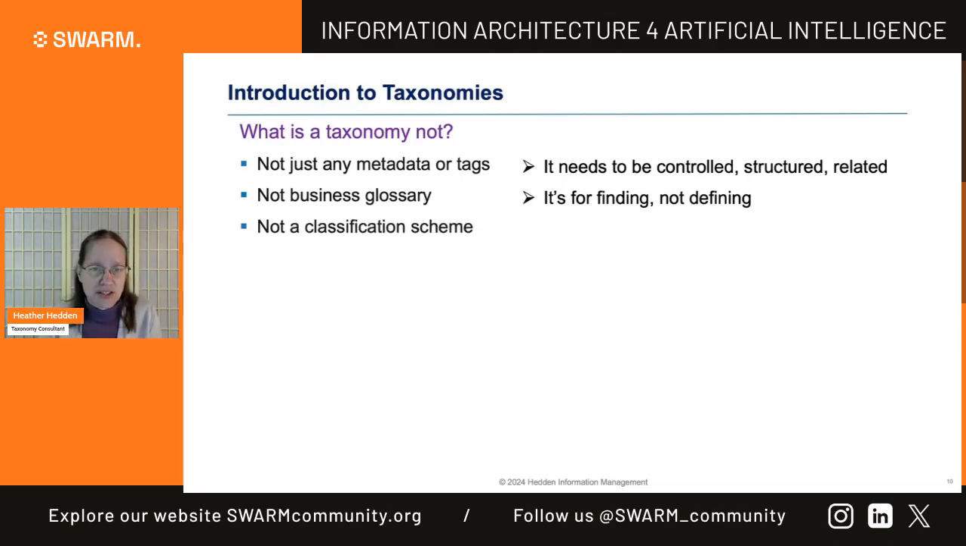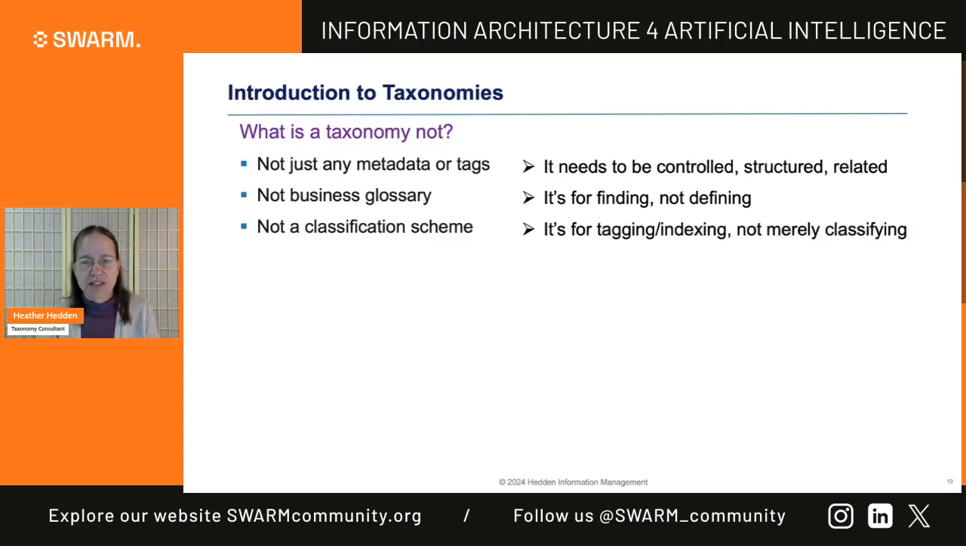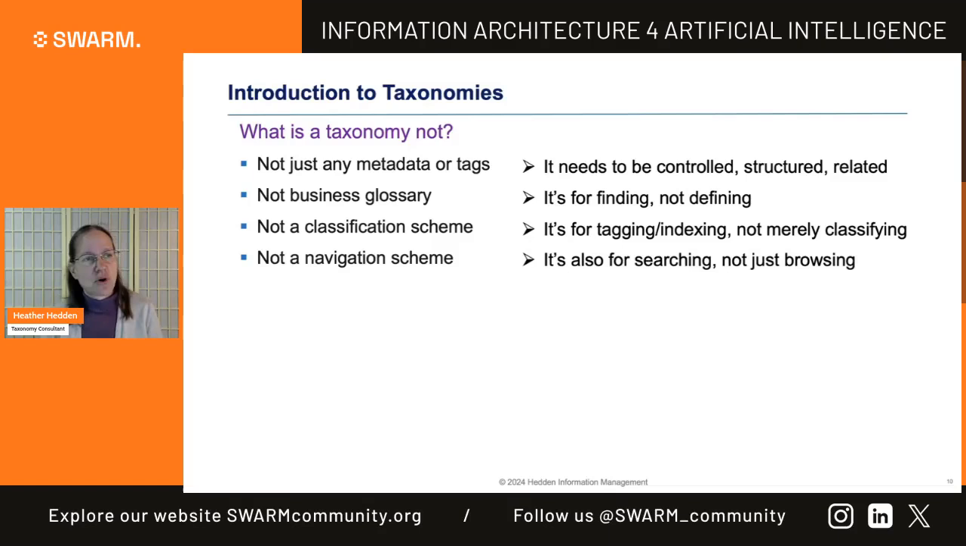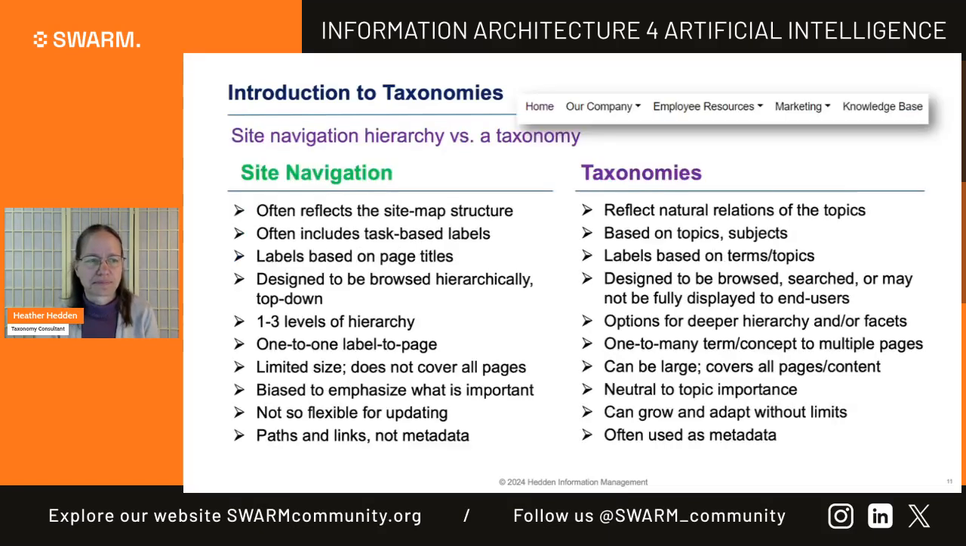And it's not a classification scheme. I've spoken about this recently and have blogged about this too, because often people are told, oh, a taxonomy is a classification scheme. And it's not exactly the same. There are many details, but it is for tagging and indexing, for finding, not for classifying. And it's not a navigation scheme, which is something that many information architects also work on, because it also supports searching, not just browsing. Like I said, with the matching and the search suggest or type ahead to terms in the taxonomy.